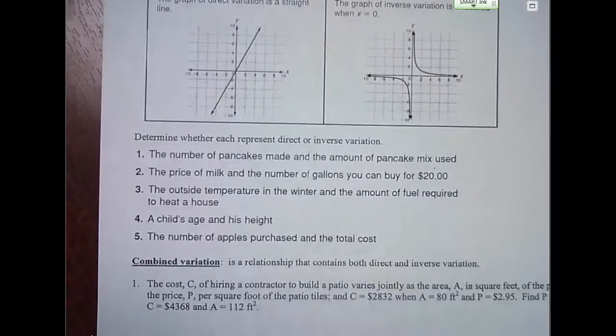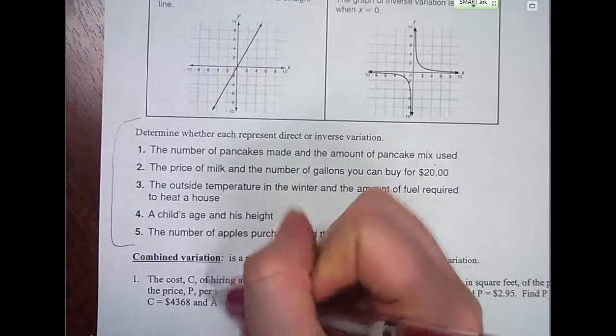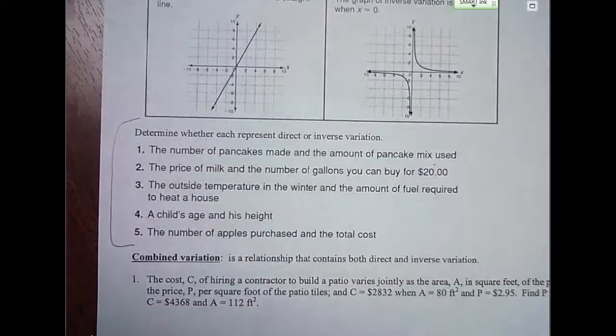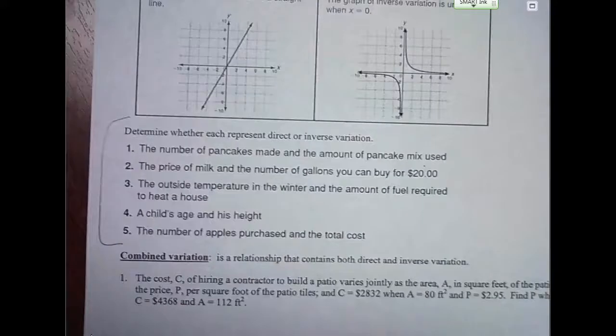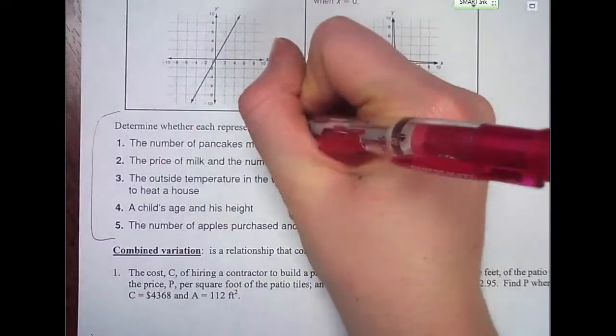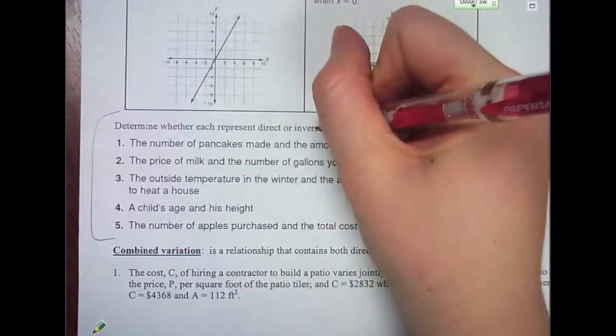Okay, so we're going to go down to this part right here, and we're going to do this combined variation on Wednesday. But let's look at this part here. It says determine whether each represents direct or inverse variation. So remember, direct is like the same direction. If one goes up, the other goes up, whereas inverse, one goes up, one goes down.